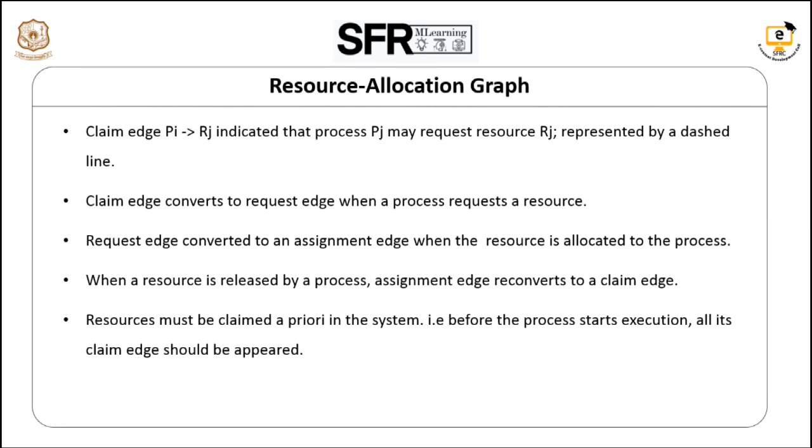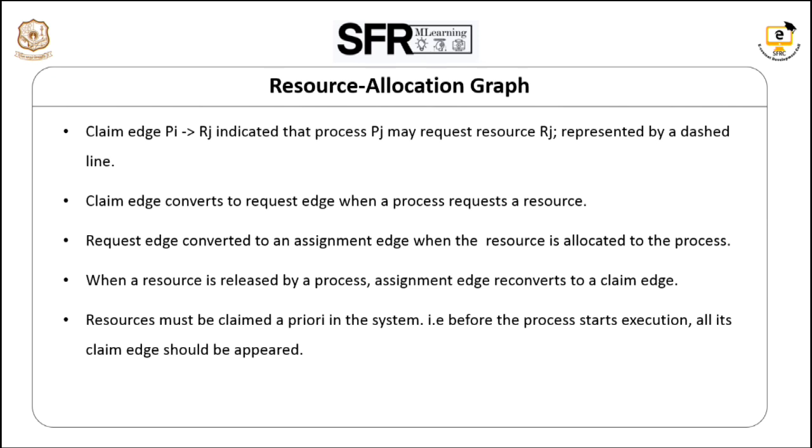Resource allocation graph method. It is one of the algorithms of deadlock avoidance. In a resource allocation graph, processes are represented as circles and resources as squares. A claim edge indicates that a process may request a resource in the future. When the resource is requested, the claim edge becomes a request edge. If allocated, it becomes an assignment edge.